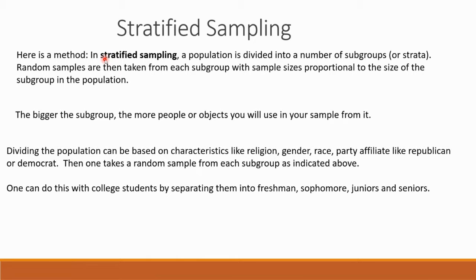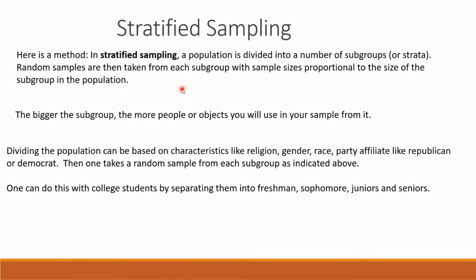You can use what's called stratified sampling. The idea there is you take the population and you break it up into subgroups that are called strata. And what you can do is take a random sample from each of those subgroups. The sample sizes from each subgroup are proportional to the subgroup. So the bigger the subgroup, the bigger the sample from that subgroup. That's really what I'm trying to say, as I have over here.